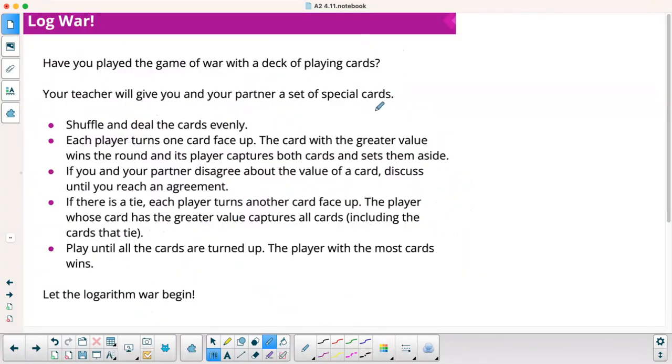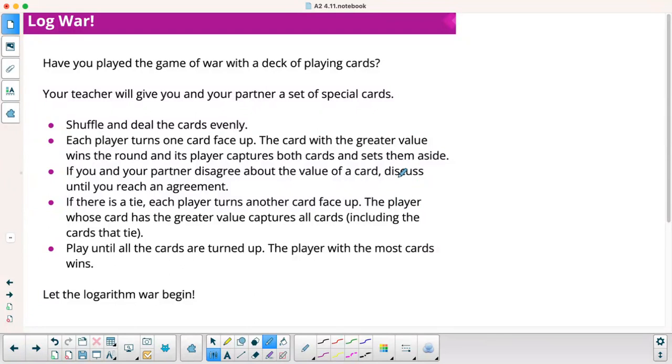All right. So have you ever played the game of War with a deck of playing cards? So here are the directions. If you have a partner and you want to write down all the logarithms on my next slide, you can.